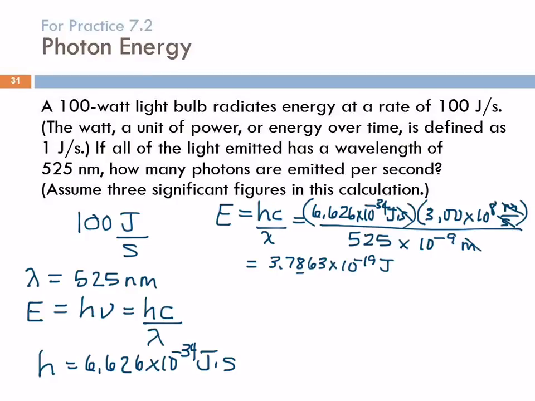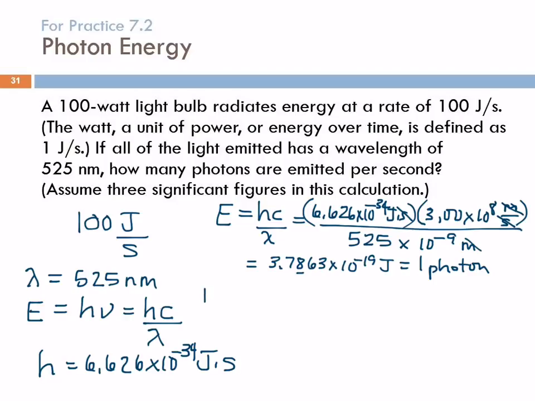That's 1 photon. Well, if the light bulb is giving off 100 joules every second, how many of these are coming off in 1 second? So this is equal to 1 photon. So is that times 100? Well, is that times 100? Let's just wait and see here, okay?